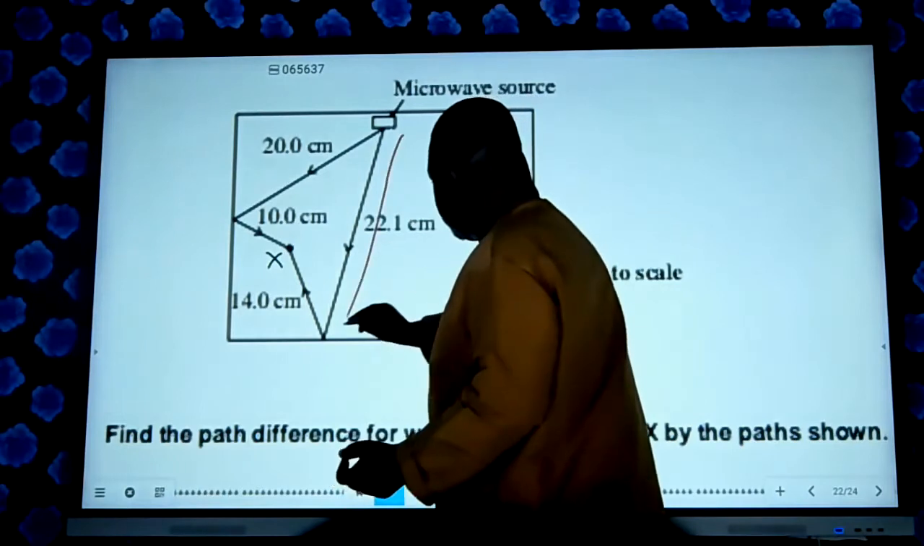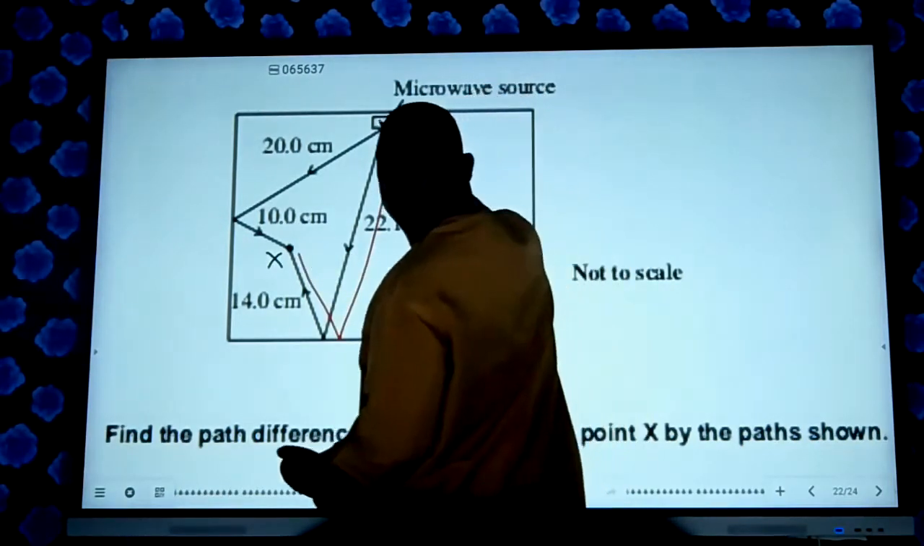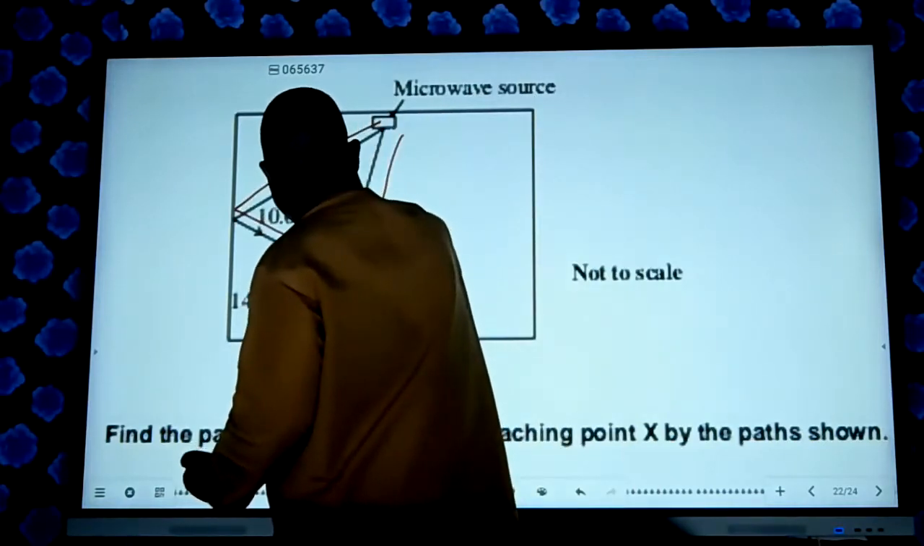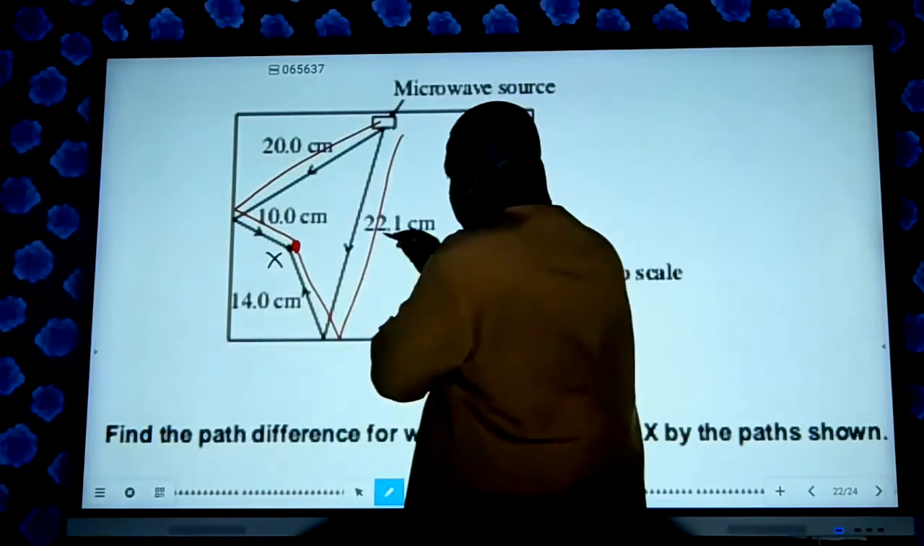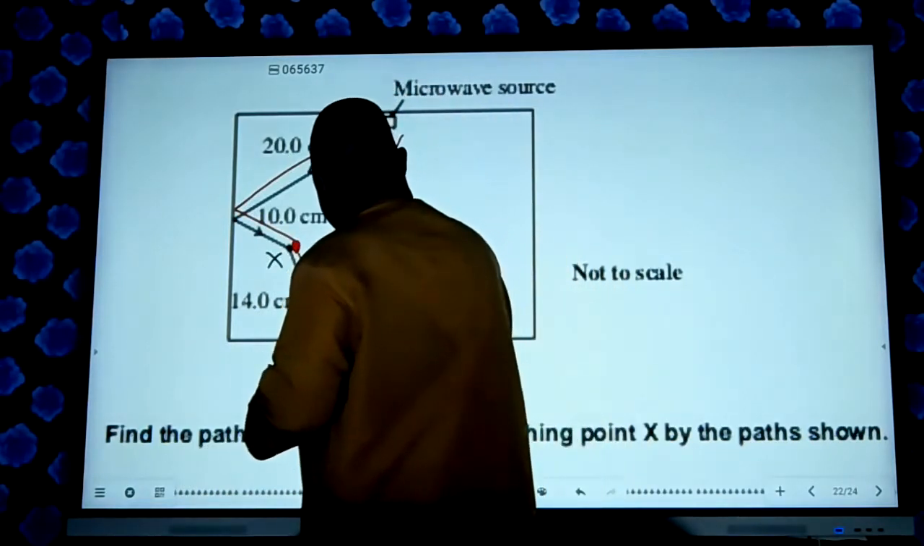From here to this point, then it moves here. And the other part is from here to this point, and it reflects back there. So they all met here. So this is 22.1 plus this. The wave coming from here goes like this. It reaches here and it goes here.